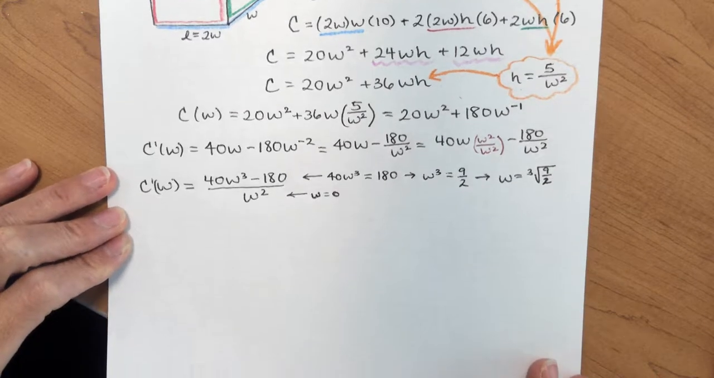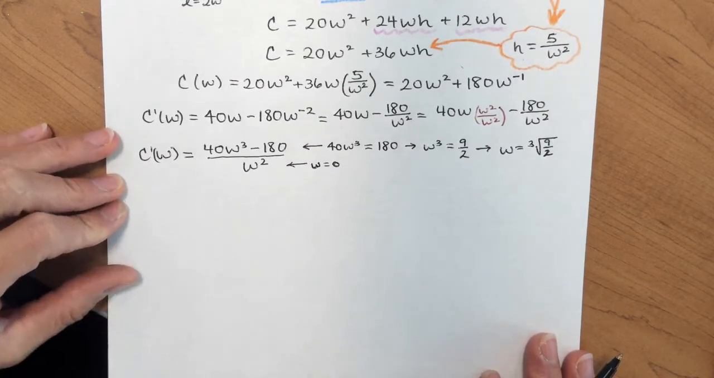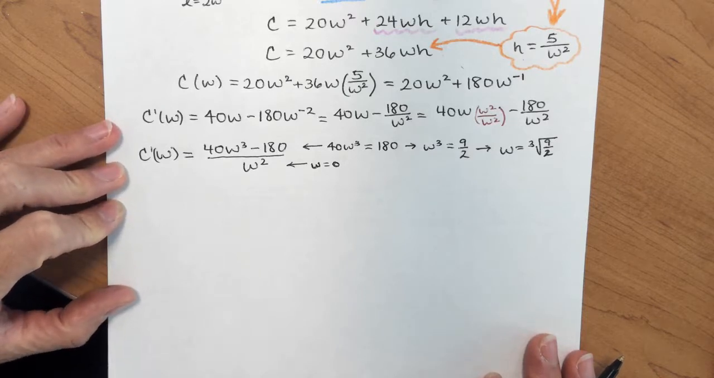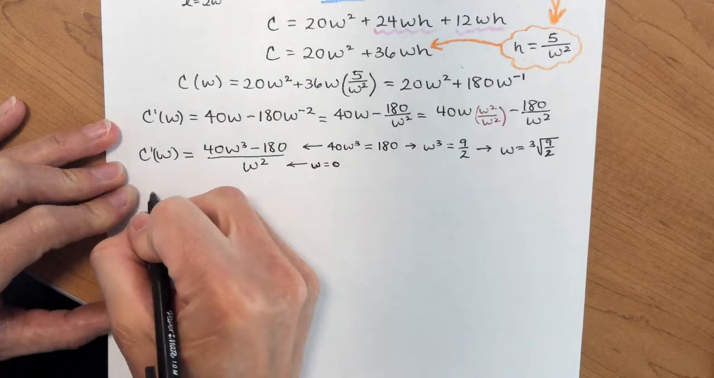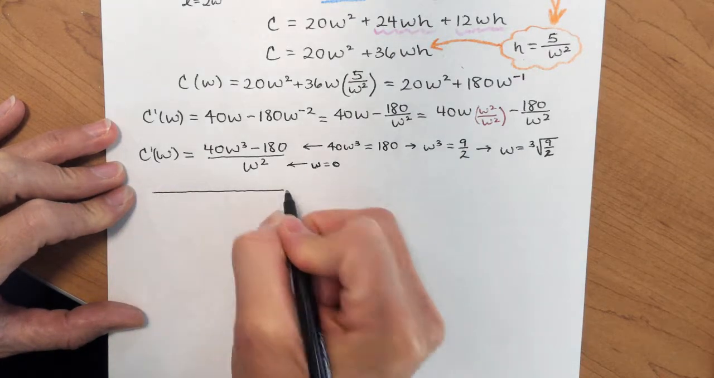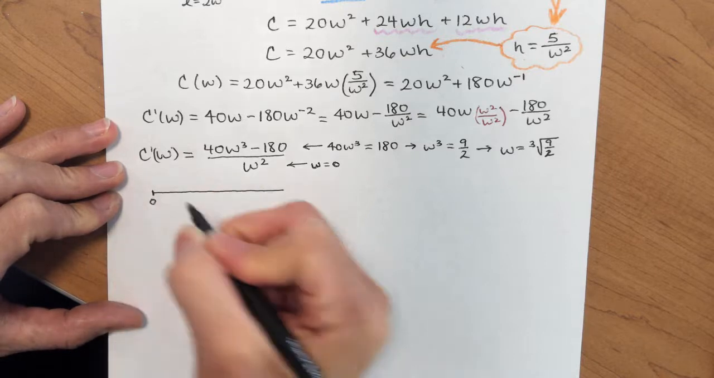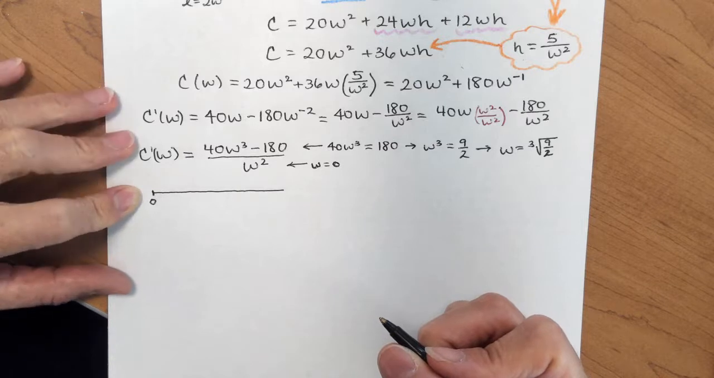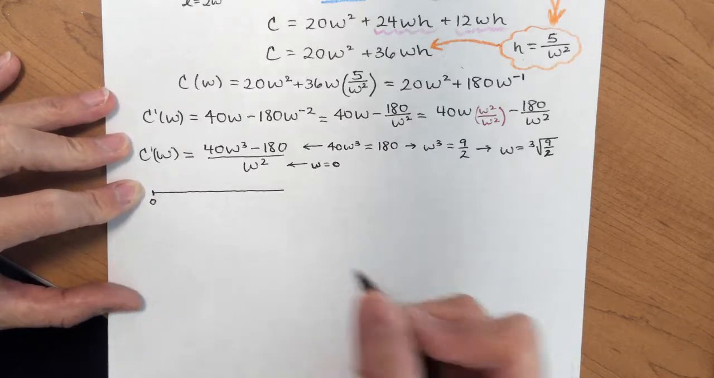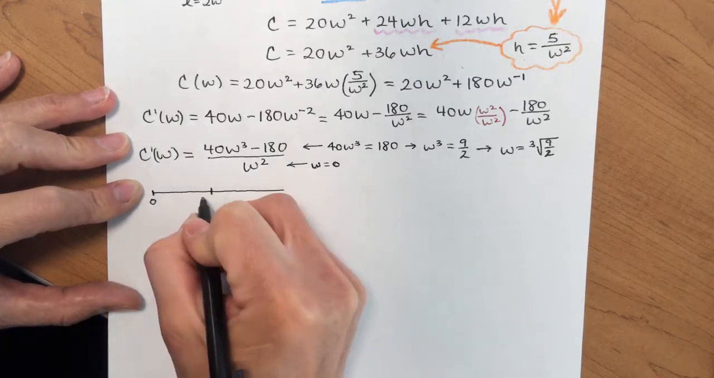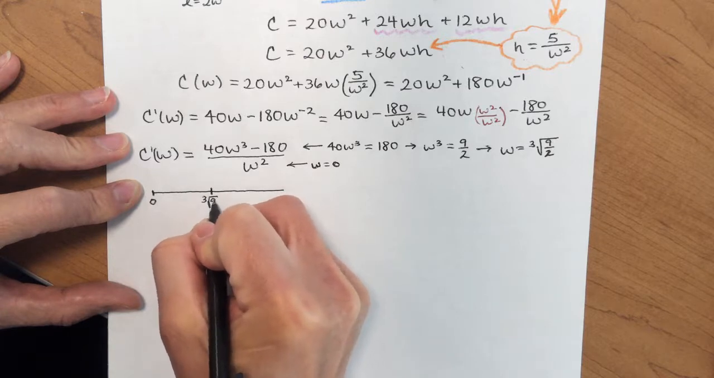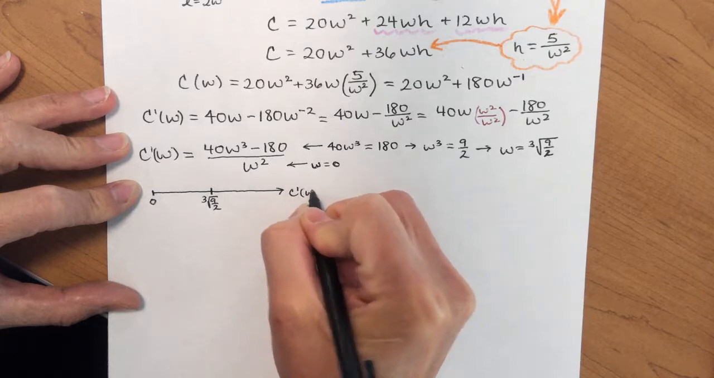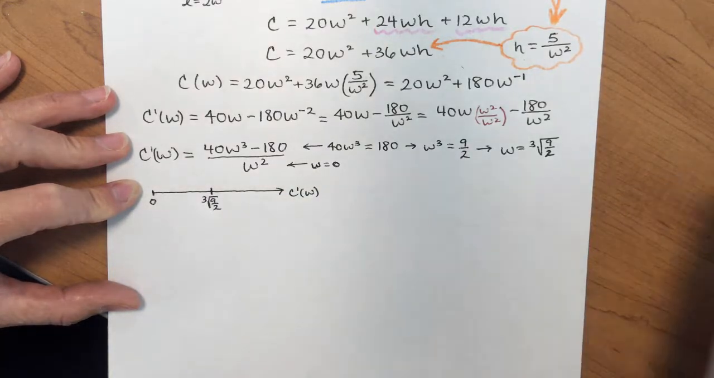But now I want to confirm what kind of critical point that is for this function. So I'm going to make a sign chart for my derivative. I'm going to start my sign chart at 0 since, again, W values less than 0 aren't applicable for my box. And then my one critical value here is the cube root of 9/2. And this is a sign chart for the derivative of my cost equation.